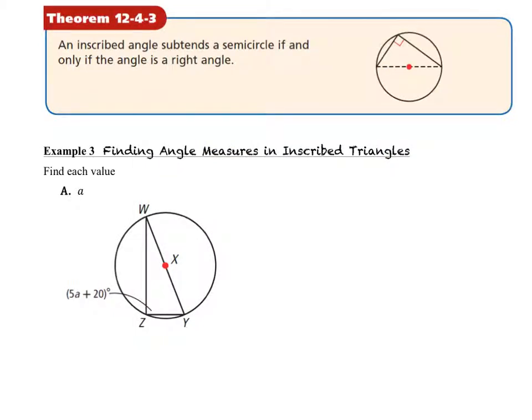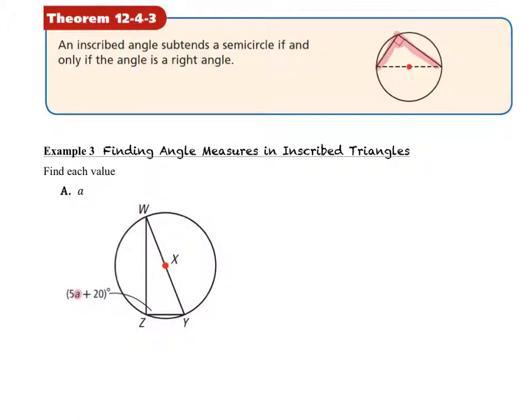Theorem 12-4-3 says, an inscribed angle subtends a semicircle if and only if the angle is a right angle. In example 3, we're going to be able to use that theorem, so we're going to be finding angle measures in inscribed angles. We want to find the value of a, which is a variable used in the expression for angle WZY.